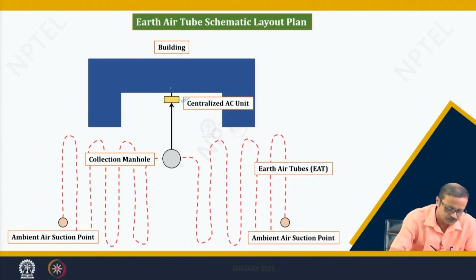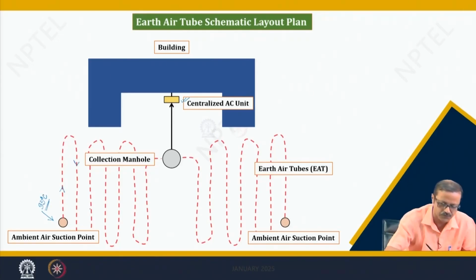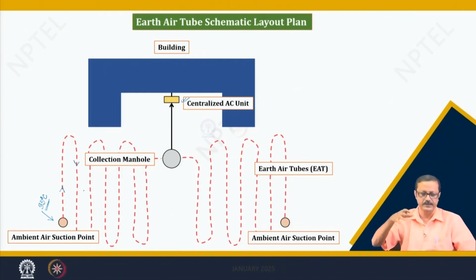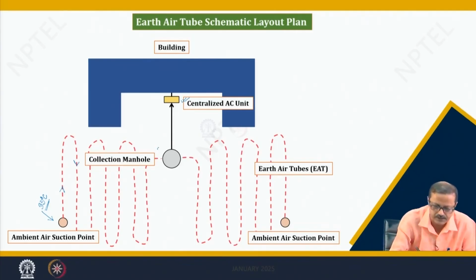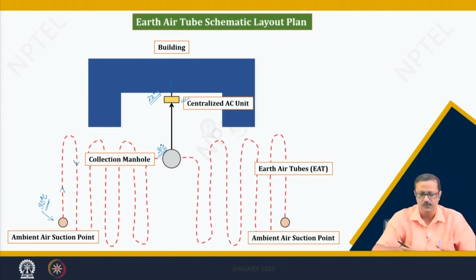The air with high temperature will come in. Suppose, as I just told you, it is 35 degrees centigrade. It moves through my earth air tube, and by virtue of the long distance and high contact time, it will lose heat and be collected over here at 31 degrees centigrade or so. It will be channelized to the centralized AC unit, and from there I may send 22 degrees or whatever, but at least the total load on the centralized AC unit will be less.